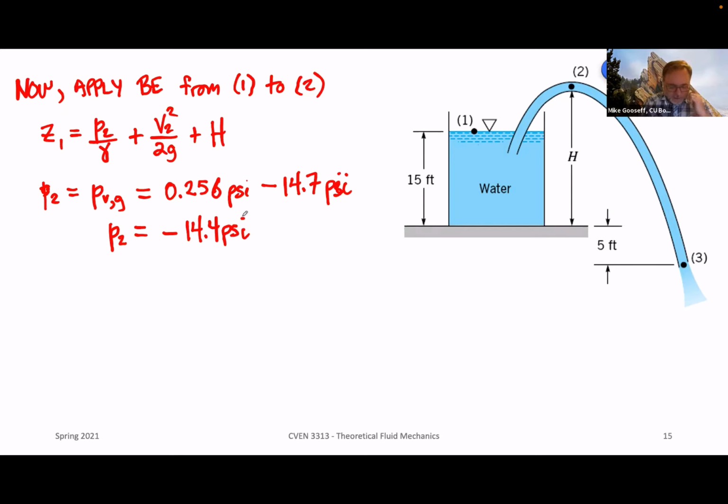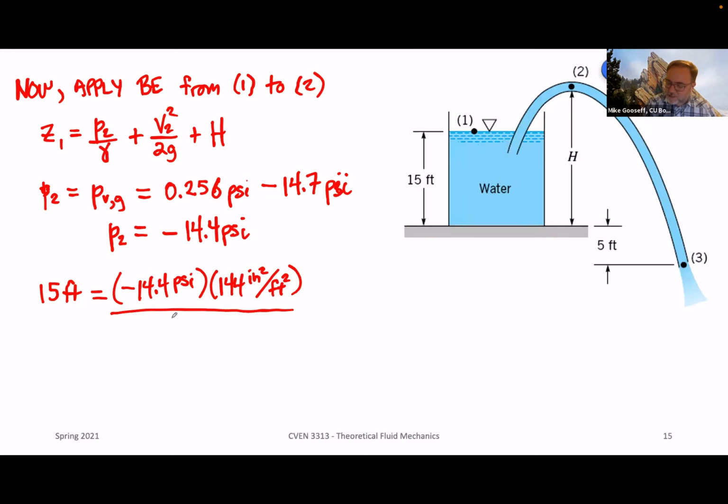I've got it written into a conversion as we go. Okay, so now let me take this Bernoulli equation and inform it, right? So we've got 15 feet is equal to minus 14.4 PSI and then we're going to multiply by 144 inches squared per foot squared to convert that into the right units. We divide by gamma, which is 62.4 for water, pounds per foot cubed.